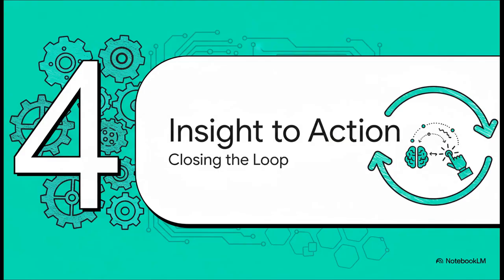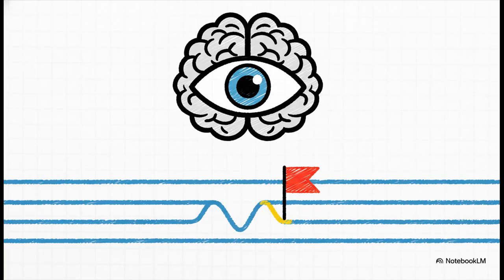Now, finding an anomaly early is great, but that's only half the battle, right? The final, and honestly most powerful step, is turning that AI-driven insight into an immediate, automated action. It's time to close the loop. Okay, so here's how this awesome automated loop works. First, the AI model, which is just watching everything all the time, flags a subtle deviation from normal operations.